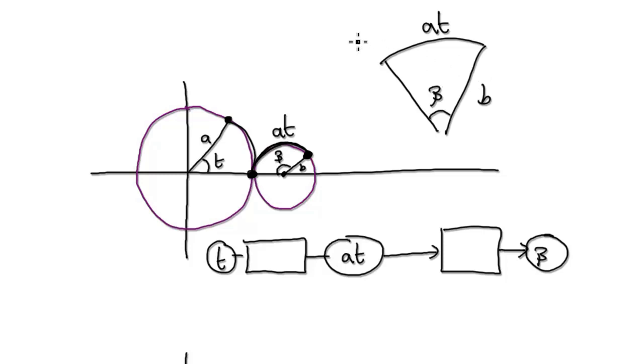So let's try and work it out. Work out the whole circumference, 2 pi b, cut up into 2 pi equal pieces, and then if you times beta, it should give you the arc length, at.